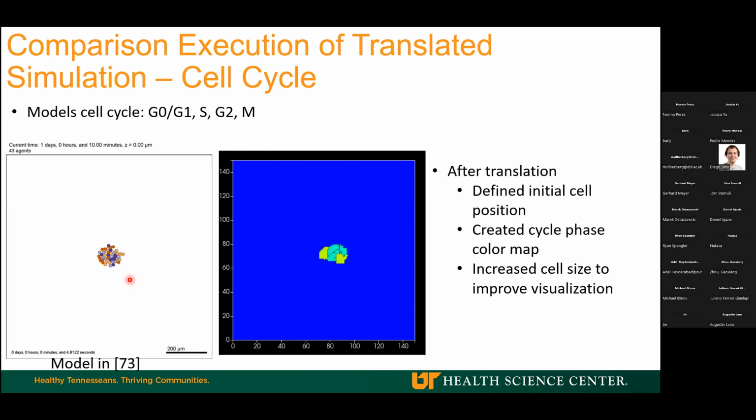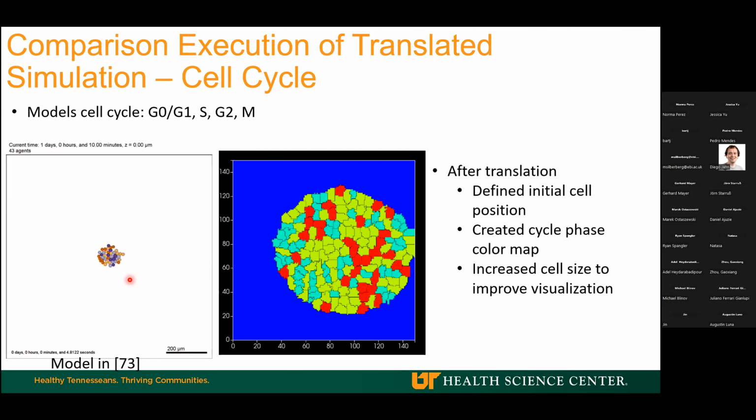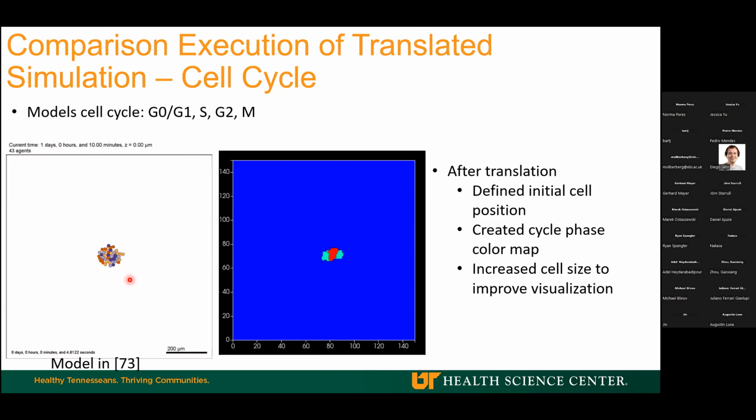Yeah. What was really lost were more things to do with movement. So in PhysiCell, you can say a cell is going to move at this speed, and it will do that. That's something that I don't know how to do in CompuCell.